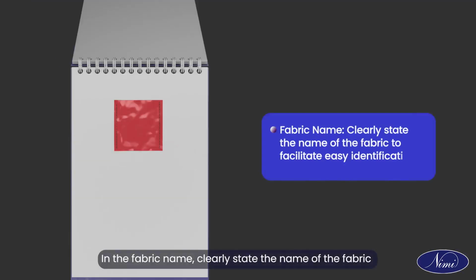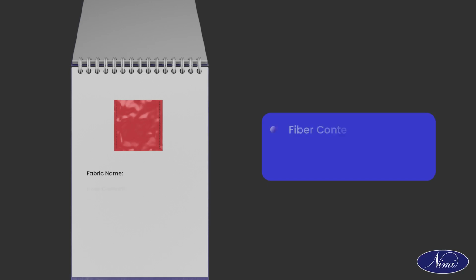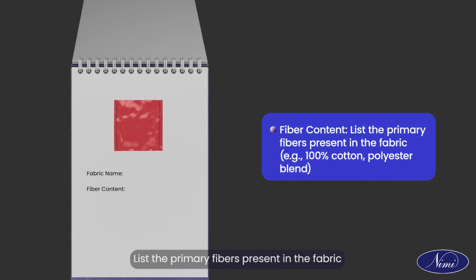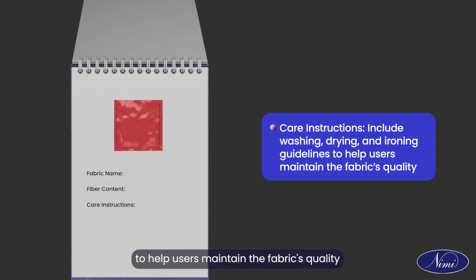In the fabric name, clearly state the name of the fabric to facilitate easy identification. Fiber content. List the primary fibers present in the fabric. For example, 100% cotton, polyester blend. Care instructions include washing, drying, and ironing guidelines to help users maintain the fabric's quality.